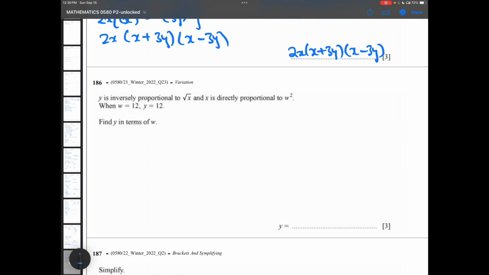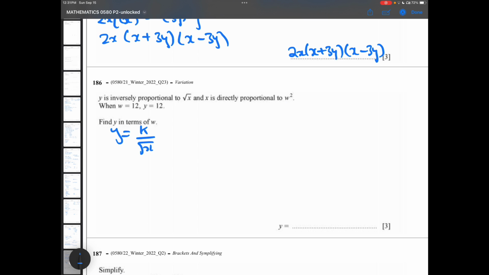Question number 186. It says y is inversely proportional to square root x and x is directly proportional to w square. When w is equal to 12, y is equal to 12. Find y in terms of w. So y is inversely proportional to square root x. The equation becomes y is equal to k upon square root x. In inverse proportion, the second term that is inversely proportional gets divided with k while forming the equation.